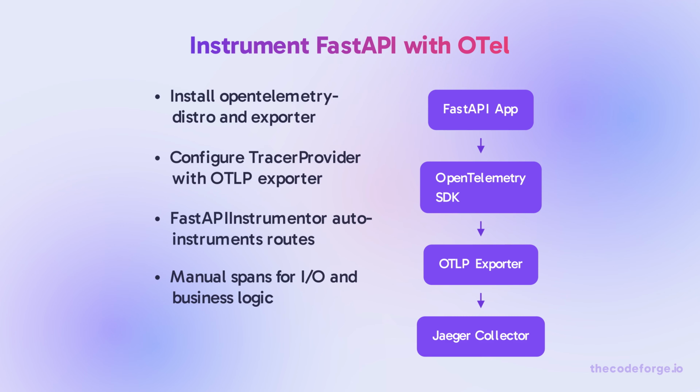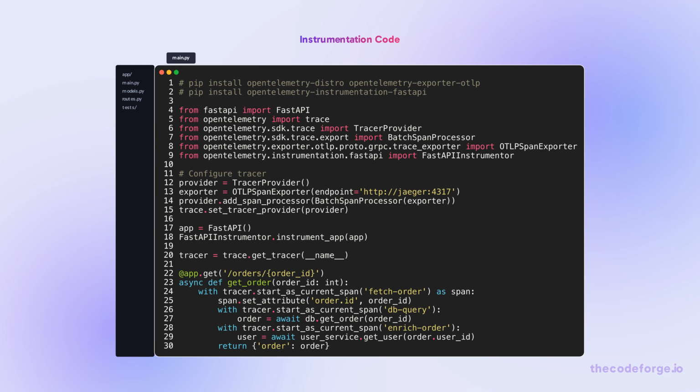Instrument your FastAPI app with OpenTelemetry. Auto-instrumentation covers framework-level spans, but manual spans for I/O and business logic are where 90% of latency hides. This code configures the tracer, instruments the FastAPI app, and creates manual spans for database queries and external calls. The OTel exporter sends spans to Jaeger on port 4317.